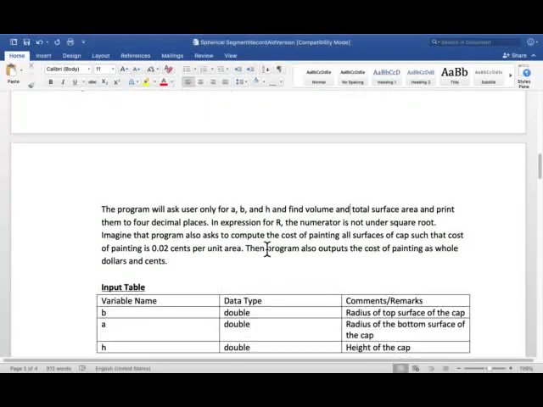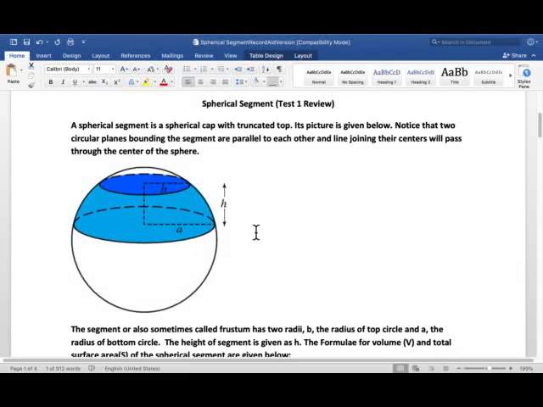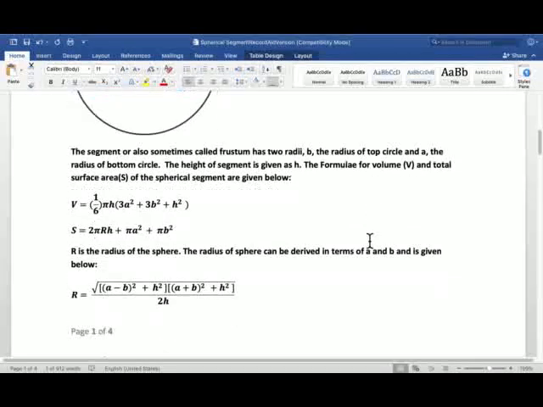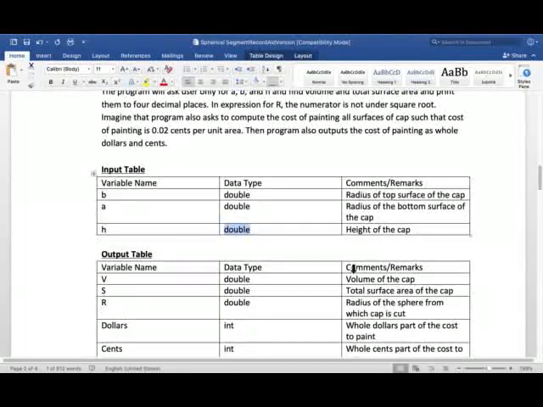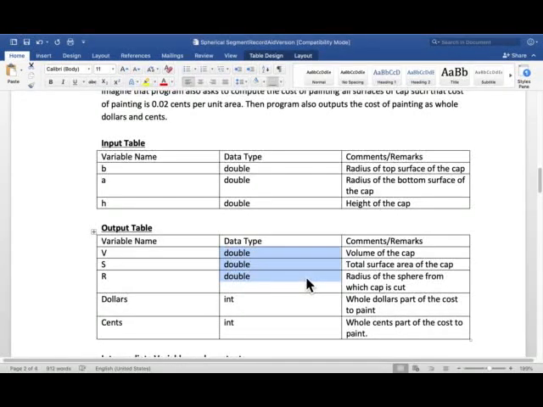So let's look at our input variable names in the table. There's B, double type, because geometrical shapes are not necessarily in round numbers always. That's the radius of the top surface of the cap. And A, again double type, the radius of the bottom surface of the cap. H, again double type, that's the height of the cap. Then output requires volume, surface area, and radius. Those will all be double type because once again, you cannot force geometrical properties to be in round numbers. And when we paint all the surfaces and compute the cost in dollars and cents, whole dollars will be int and whole cents will be int.